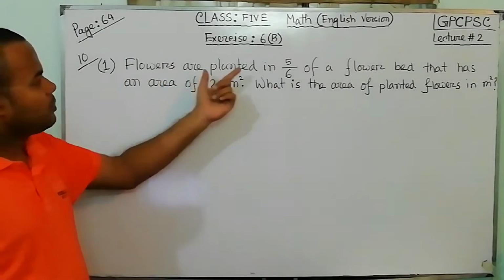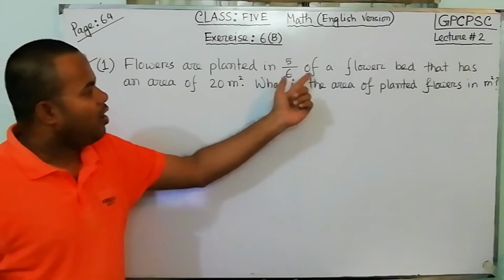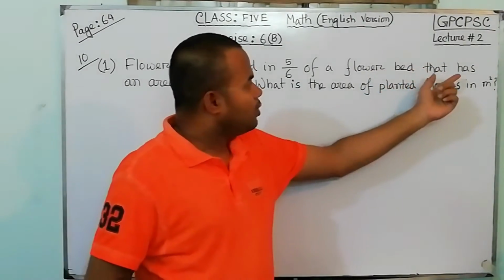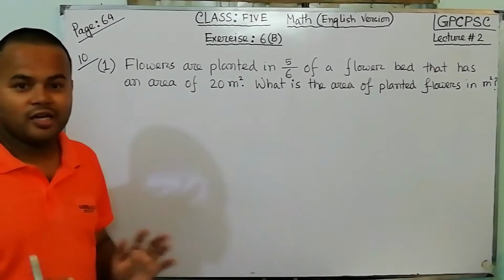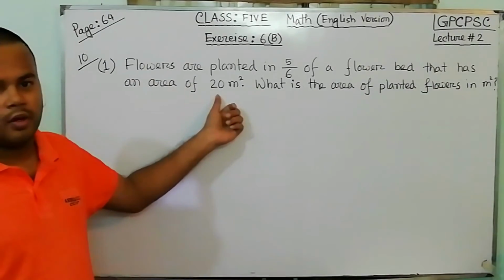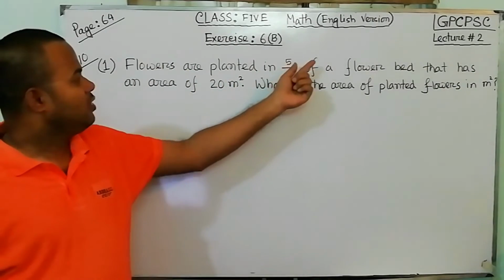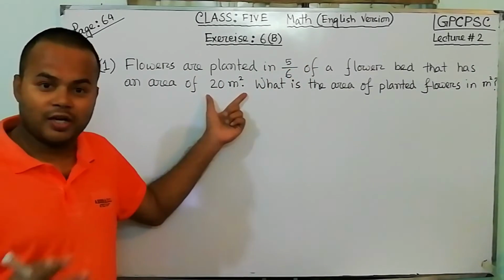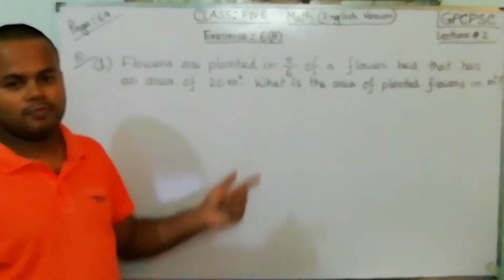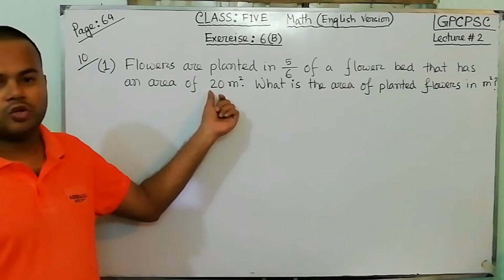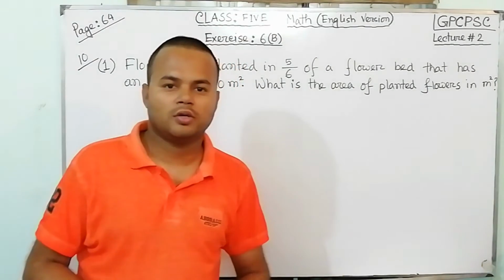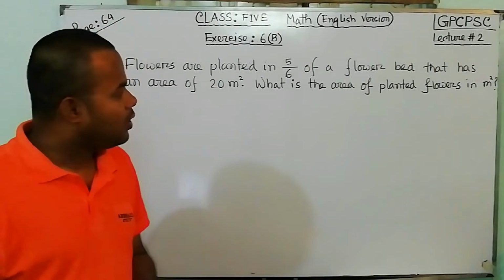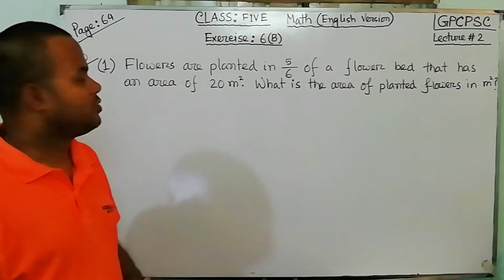Flowers are planted in 5 by 6 of a flower bed that has an area of 20 meter square. That means the total area of the flower bed is 20 meter square, and flowers are planted in 5 by 6 portion of the total area. What is the area of planted flowers in meter square? That means you have to find out the area where flowers are planted.